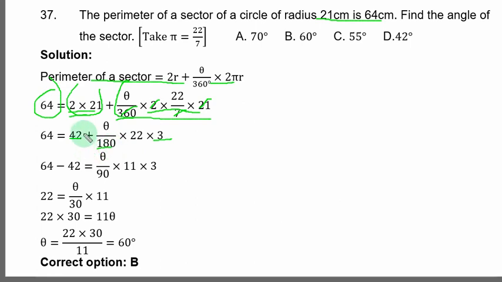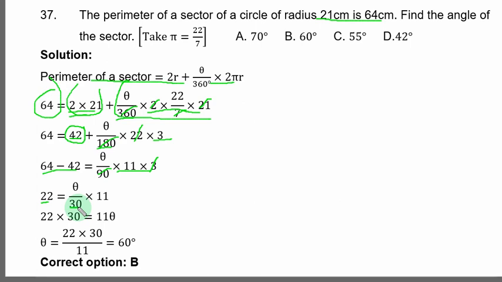Now let's collect like terms. You transfer this term to the left hand side, you have 64 minus 42. Again, you can reduce this and this by 2 and you have theta over 90 degrees times 11 times 3. If you subtract here, you have 22. You can reduce 3 and 90 and you have 30.